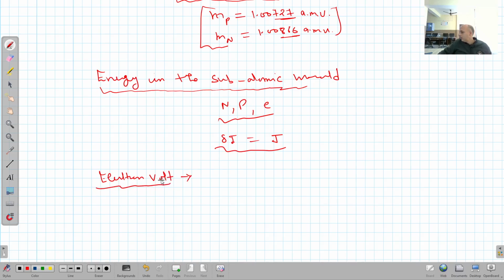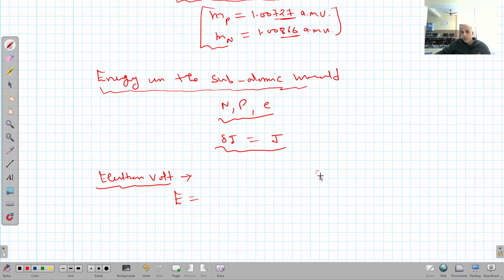Right now, just like AMU, that was atomic mass unit. Now I have an electron volt. This is going to be the unit for the measurement of energies in the subatomic world, right? So what is 1 electron volt? 1 electron volt is defined as the amount of energy acquired by an electron when it is accelerated through a potential difference of 1 volt.